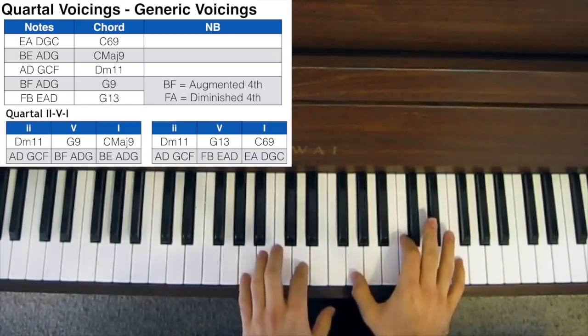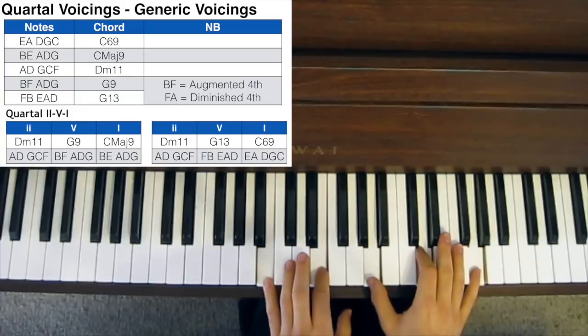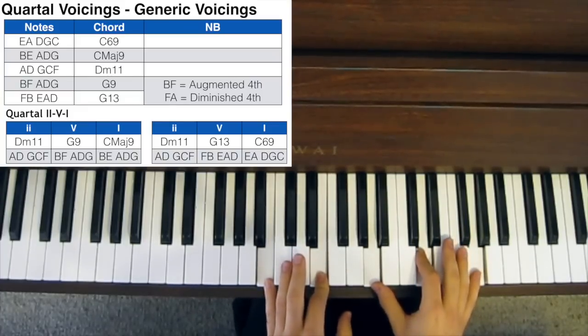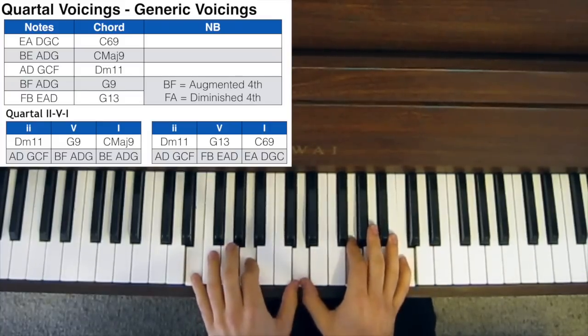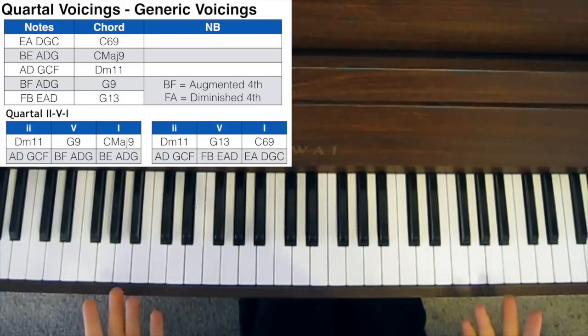Right, so that was just a 2-5-1 using the generic quartal chord voicings, and then another 2-5-1 using the other generic quartal chord voicings.